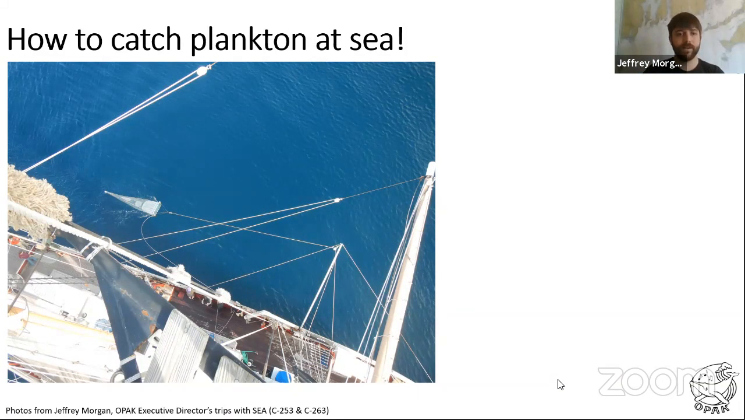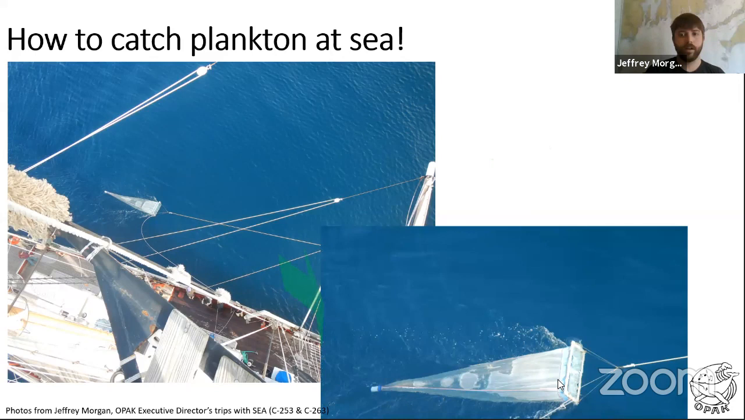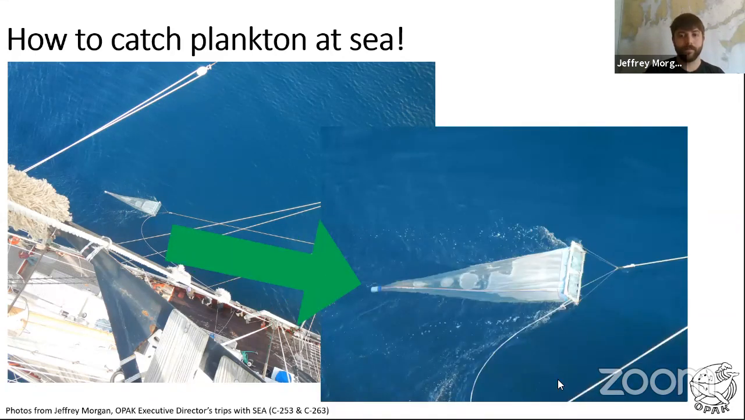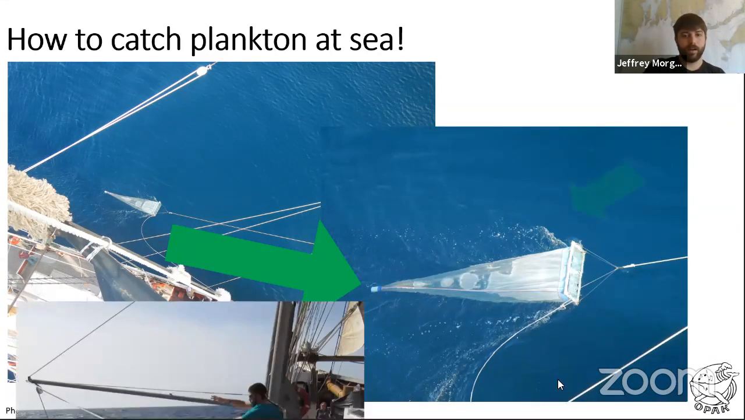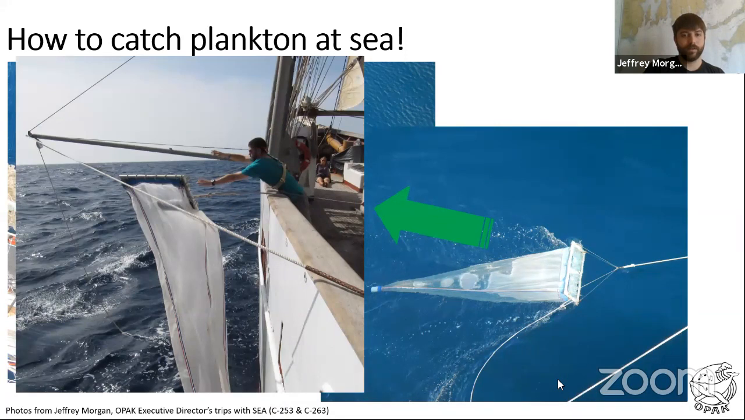But when we're out at sea, we have a much bigger net, so we can have a more diverse sample and more stuff. This is a picture from when I was doing sampling with Sea Education Association on one of those trips I was telling you about earlier. You can see how big that net is. This is the boat here, just kind of zoomed in. It's a much larger net. And again, just to put it in perspective, that's myself and how big that net is.